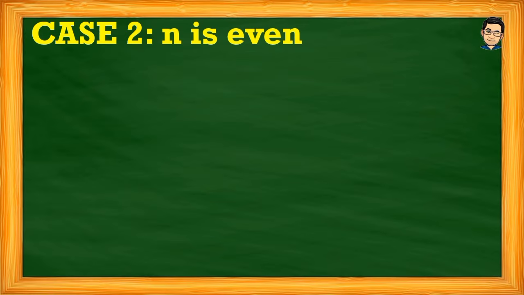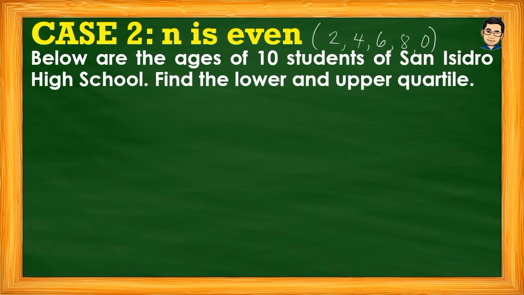So for example number 2, so case 2 natin, where n is even. So even, these are the numbers that end with 2, 4, 6, 8, and of course 0. So another problem is, below are the ages of 10 students of San Isidro High School. Find the lower and upper quartile. So dito, yung n natin is even. So yan, 10. So nag-end po yan sa 0. That is why considered siya as even.